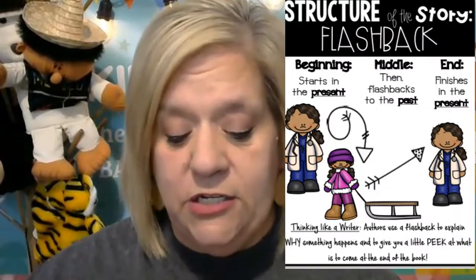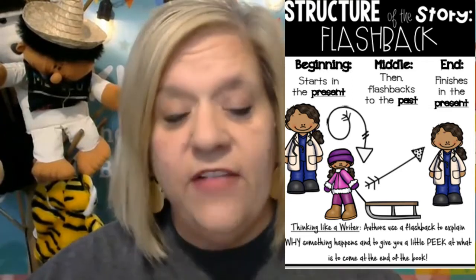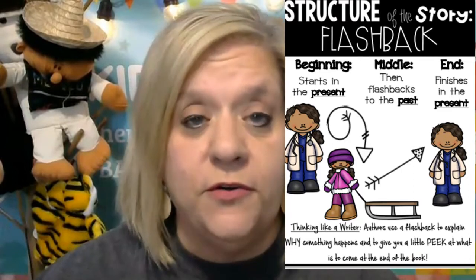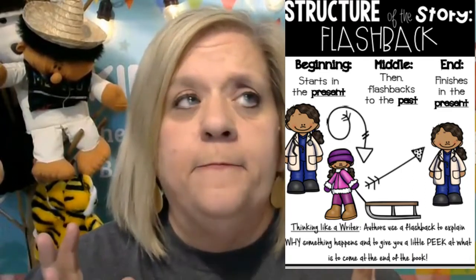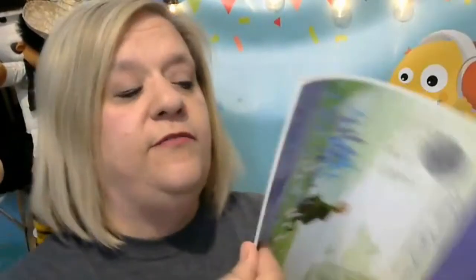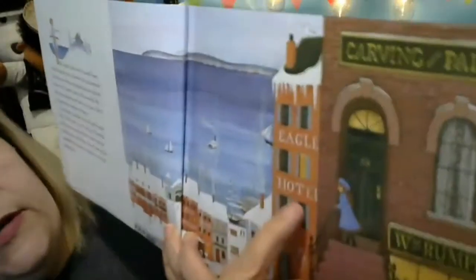The second comprehension strategy is flashbacks. And this has to do with the structure of the story. Like Miss Rumphius, in the very beginning, let's go ahead and look at the book. In the very beginning, her niece was talking about her. In the very beginning of the book, the very first page, it was her niece talking about Miss Rumphius when she was a little girl.